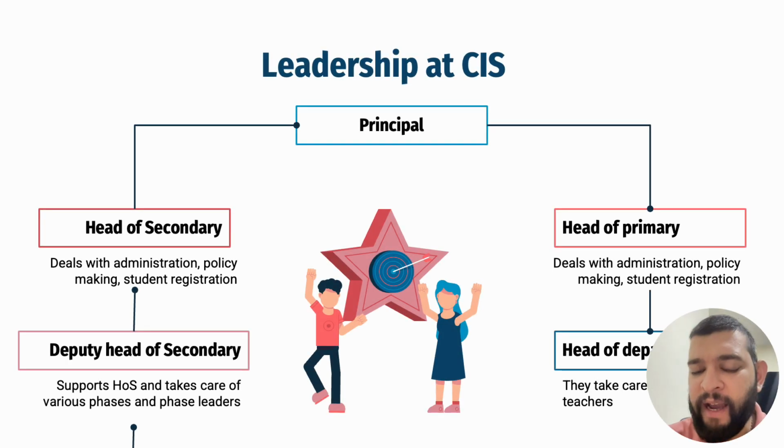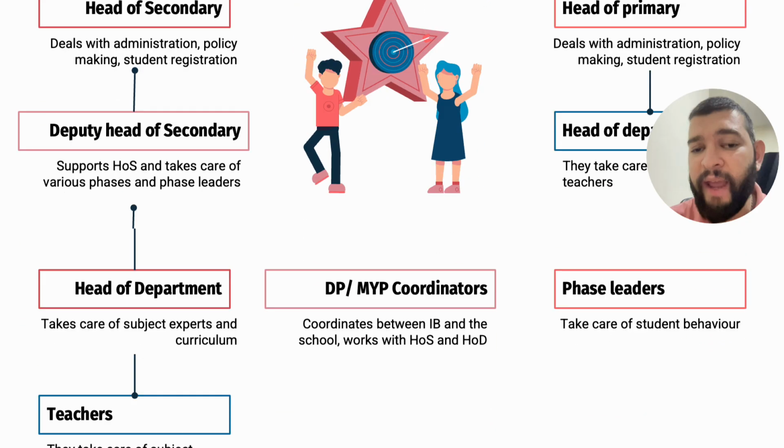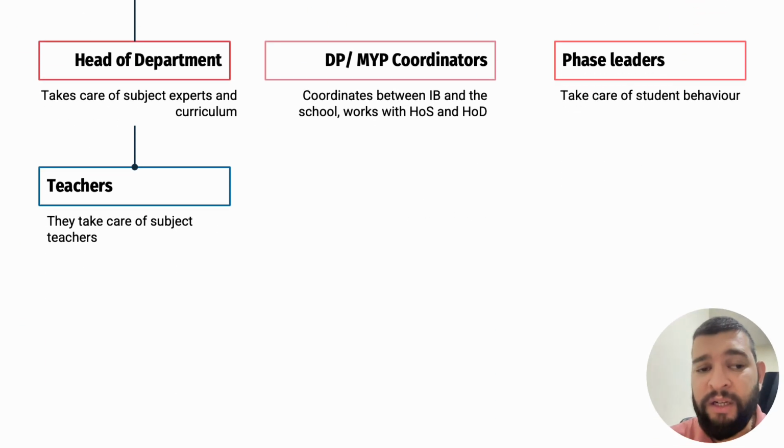Now, the leadership at CIS is the first. We have our principal who provides the major instructions and designs policies, and then they are given to the two heads. We have a head of secondary and a head of primary. Under the head of primary, we have the heads of departments, and under the head of secondary, we have a deputy head who is responsible for the behavioral and pastoral challenges of the students. Then we have our head of department, DP MYP coordinator, and phase leaders.